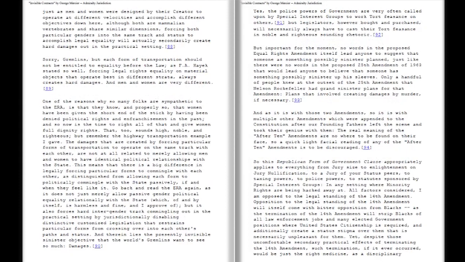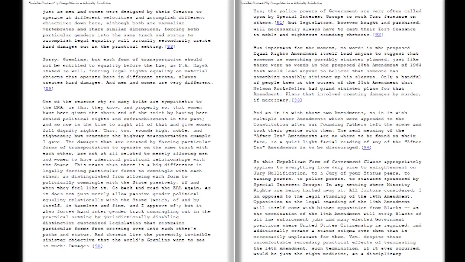87. And just as men and women were designed by their creator to operate at different velocities and accomplish different objectives down here, although both are mammalian vertebrates and share similar dimensions, forcing both particular genders into the same track and status to accomplish legal equality will actually secondarily create hard damages out in the practical setting. 88. Sorry, gremlins, but each form of transportation should not be entitled to equality before the law, as F. A. Hayek stated so well.